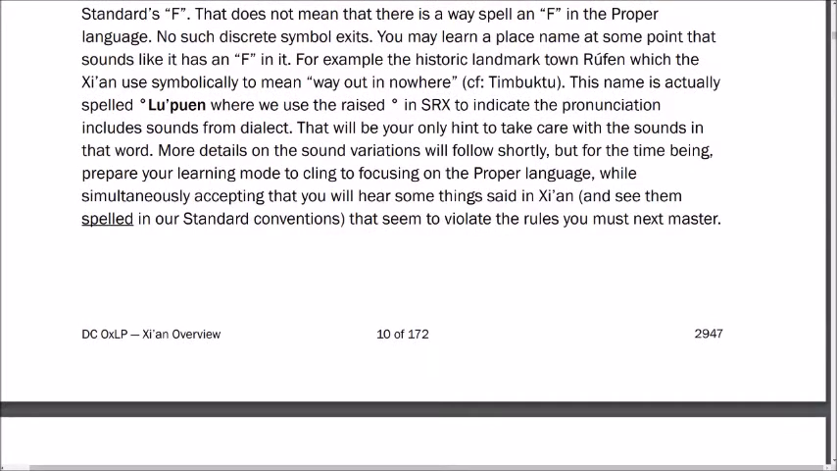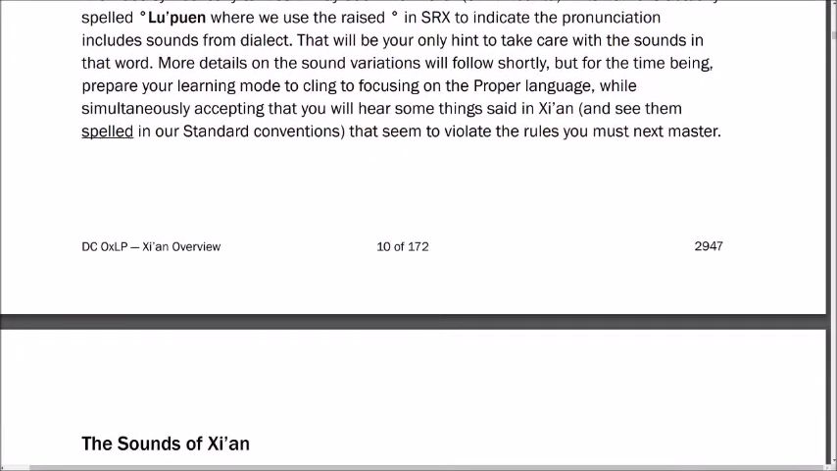You may learn a place name at some point that sounds like it has an f in it. For example, the historic landmark town Rufan, which the Xi'an use symbolically to mean way out in nowhere, cf. Timbuktu. This name is actually spelled degree-loop-Yuan, where we use the raised degree in SRX to indicate the pronunciation includes sounds from dialect. That will be your only hint to take care with the sounds in that word. More details on the sound variations will follow shortly, but for the time being, prepare your learning mode to cling to focusing on the proper language, while simultaneously accepting that you will hear some things said in Xi'an and see them spelled in our standard conventions that seem to violate the rules you must next master.